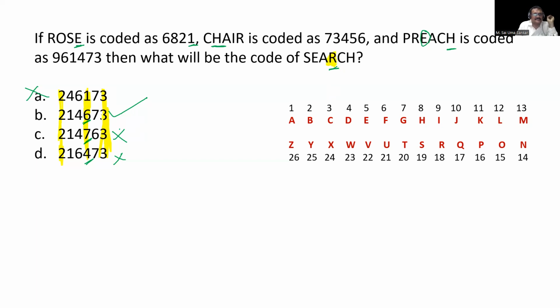What is the R? That is equal to 6. Only second option satisfies the condition. The remaining all not satisfy the condition. So what is the answer? Answer is option B. Next, go to the next one.